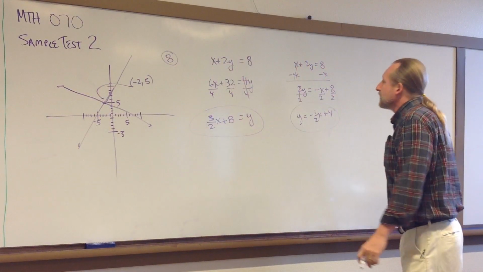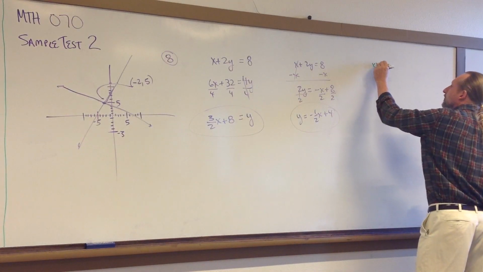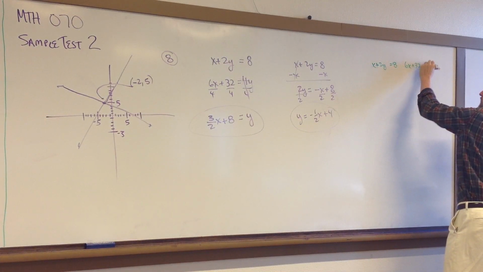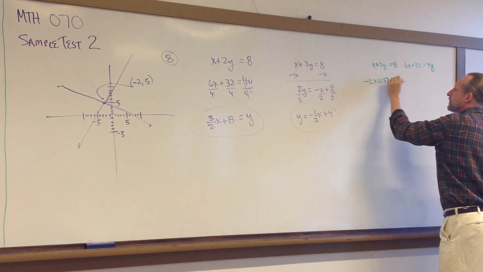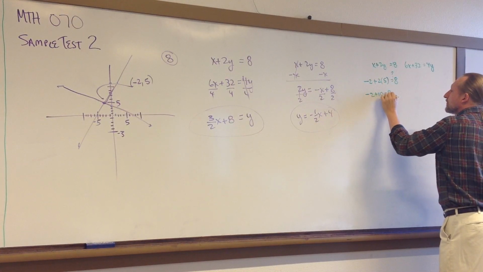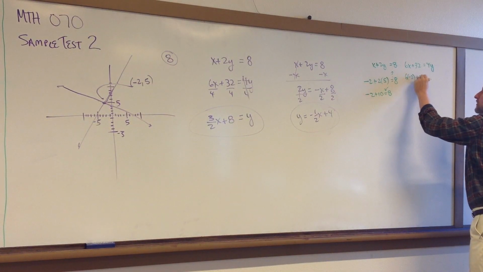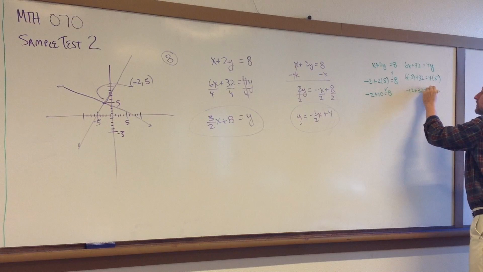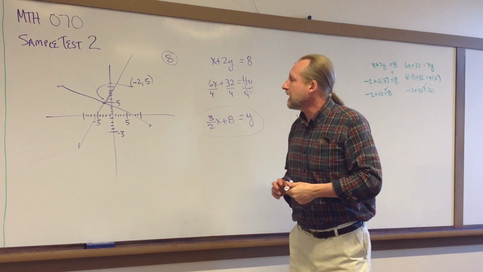And you can always double check to see whether or not that's true. If we go back to the original equations, let's see, x plus 2y equals 8, and 6x plus 32 equals 4y. Now let's see, if x is negative 2 and y is 5, is that going to be 8? Negative 2 plus 10 equals 8. There we go. Excellent. Do the same thing here. If x is negative 2, is y 5? Negative 12 plus 32 equals 20. Yep. Okay. So that's it for the sample test.